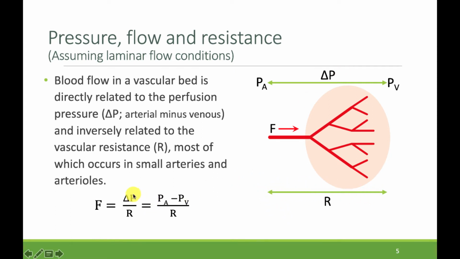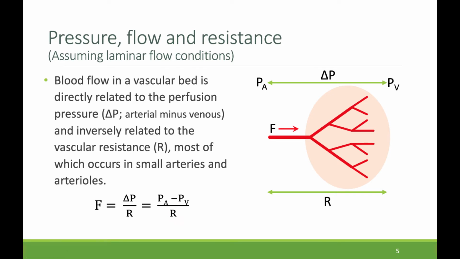So now we can say that the flow through a tissue segment is going to be equal to some driving pressure divided by the resistance. And furthermore, that driving pressure is normally the arterial minus the venous pressure divided by the resistance of that tissue unit.